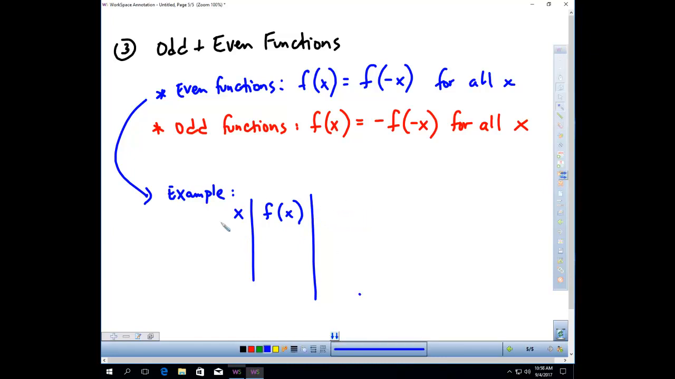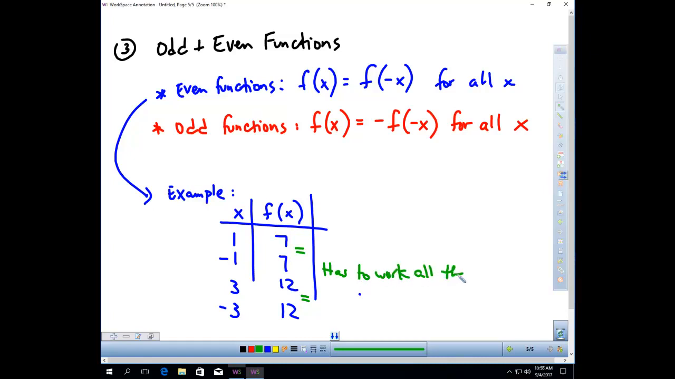Alright, so if I have x, I have f of x. So give me any value for x. So suppose I say x is 1. I plug 1 into the function. Let's say I get 7 out. If I plug negative 1 in the function, I'm going to still get 7 for an answer. If that happens for every value of x, if I always get the same answer when I plug a number in and its opposite, you can see here's another example, then I would say this is an even function. But remember, it has to happen for every x and its opposite.